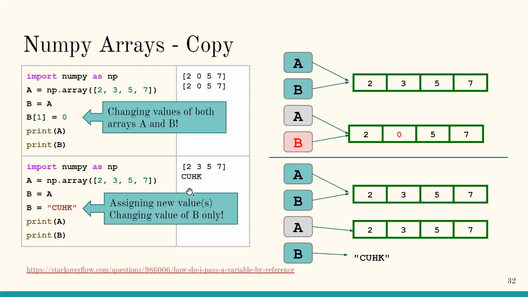Here, the second one would be okay. You're still using the equal sign, but you're assigning new values to your variable B. Now your variable B becomes a whole new variable. It's not even a NumPy array, it's a string, right? Then it's okay because you are changing the value to new values. When you do this reassignment, it will be pointing to a different variable in the memory.